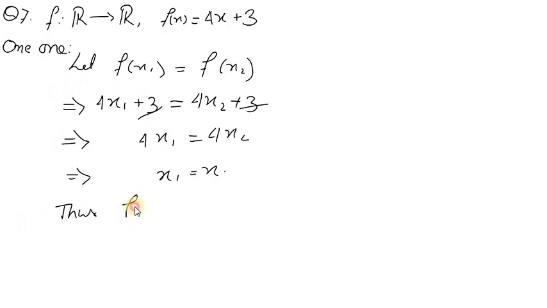Thus, f is 1-1. Okay. So next we have to show that f is onto. So what we have to do? I will write the function here: f(x) is equal to 4x plus 3.